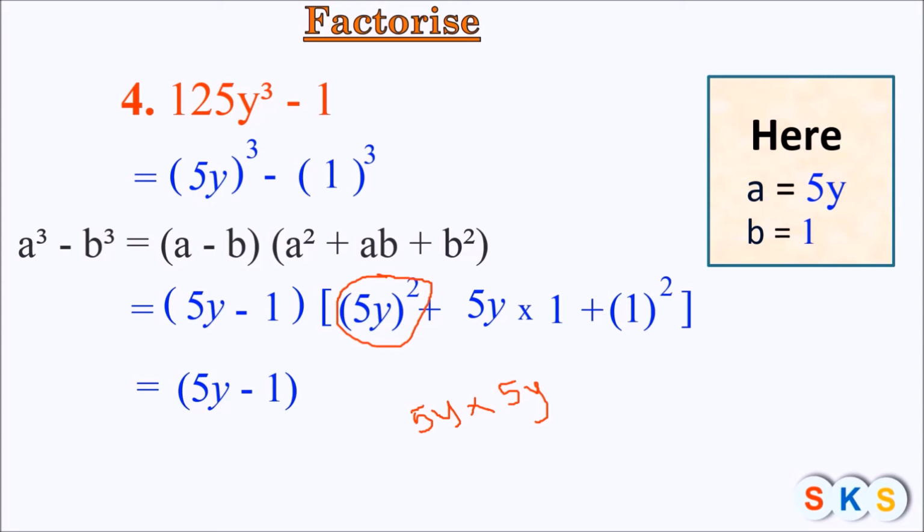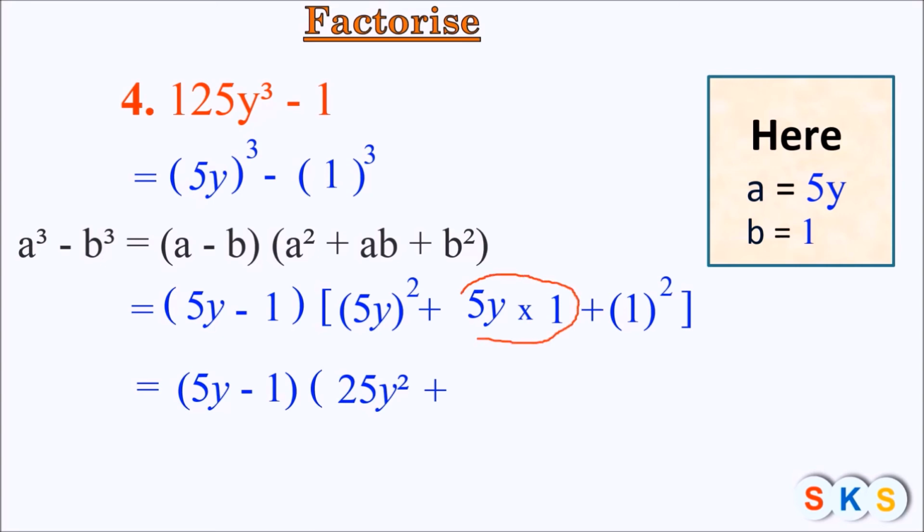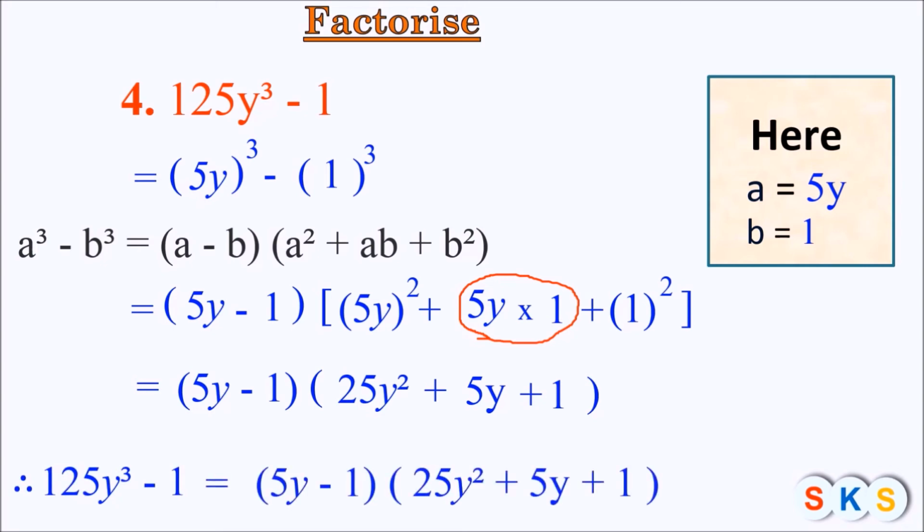So we will get here 25y square plus 5 into 5y into 1. What will you get? If you multiply 5y with 1, you will get 5y, plus square of 1 will be 1. Close the bracket. Now you can see that the second bracket cannot be simplified further. Therefore 125y raised to 3 minus 1 equals 5y minus 1 into 25y square plus 5y plus 1.